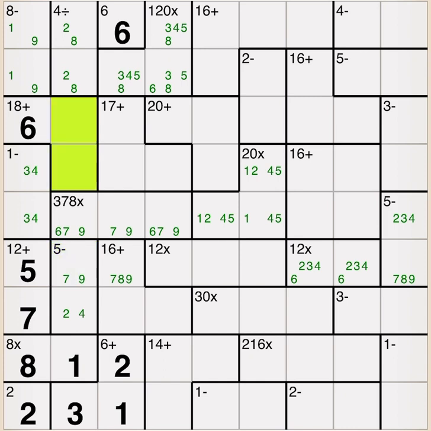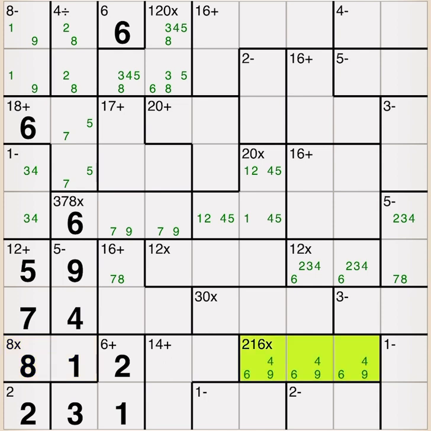Now these add to 12. We've got no 3, 9, we've got no 4, 8. It has to be 5, 7, which makes that 9, 4, 6. Okay, what else have we got here? Because we've got the 8 there, the only possibility here, 4, 6, 9.